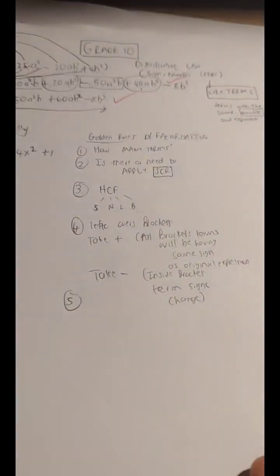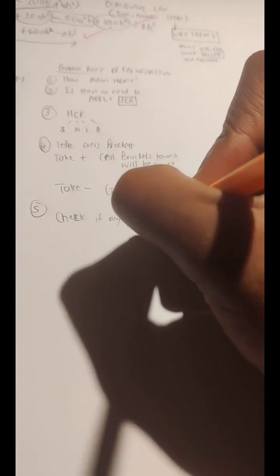Then 5. You check, after leaving whatever is left over in the bracket, if any factorization can still yet be applied.